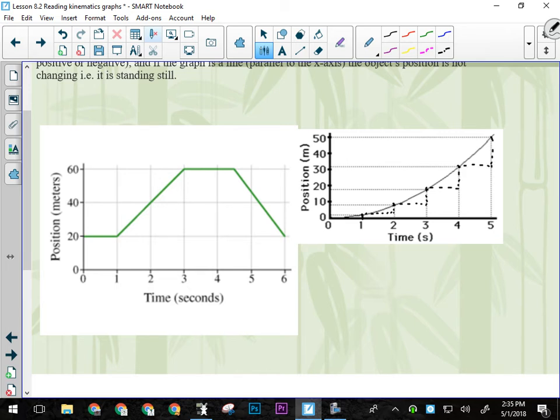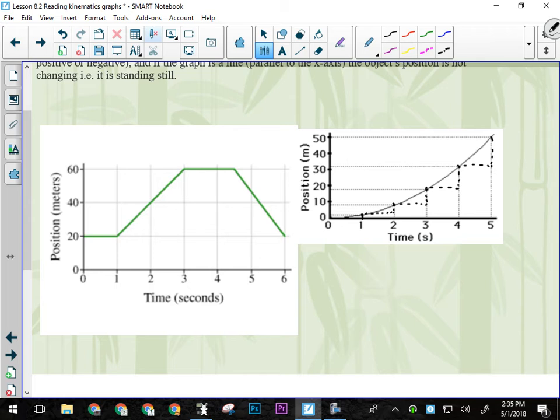And the only way to go further in the same time interval is to go faster. So this object is speeding up. This is an accelerating object on a position versus time graph. As I accelerate, I go further in each time interval. And so I end up getting a curve, showing me the object's accelerating.